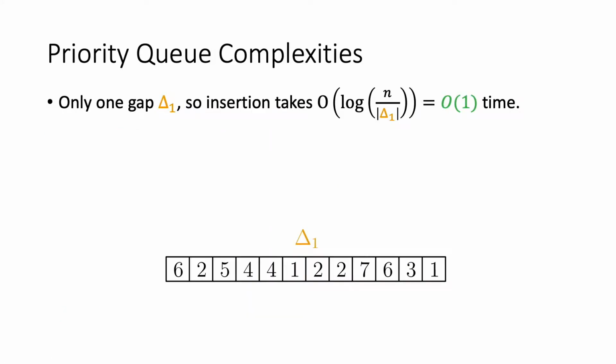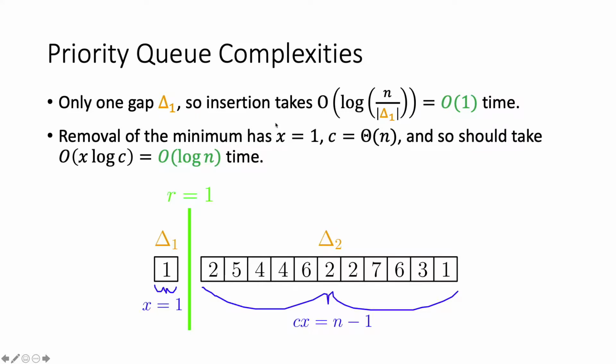All right, so I'll take a brief example here to look at how this is going to work for priority queues. In the priority queue case, there's only one gap, delta I. So insertion is just going to take log n over, well, this is actually n, so it's just log of 1, which is defined to be 1. This is constant time. Okay, and for removal of the minimum, we now have x equals 1, and C is going to be theta of n. And so O of x log C is just log n. And so we actually get back exactly what priority queue literature has shown us to be possible.